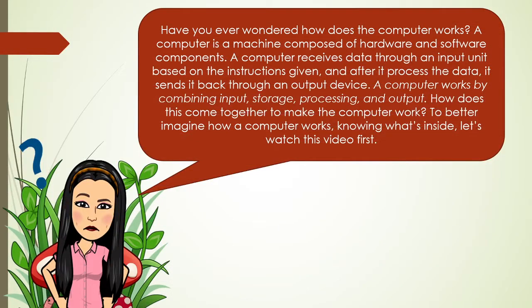Class, have you ever wondered how the computer works? A computer is a machine composed of hardware and software components. A computer receives data through an input unit based on the instructions given, and after it processes the data, it sends it back through an output device. A computer works by combining input, storage, processing, and output. How does this come together to make the computer work? To better imagine how a computer works, knowing what's inside, let's watch this video first.